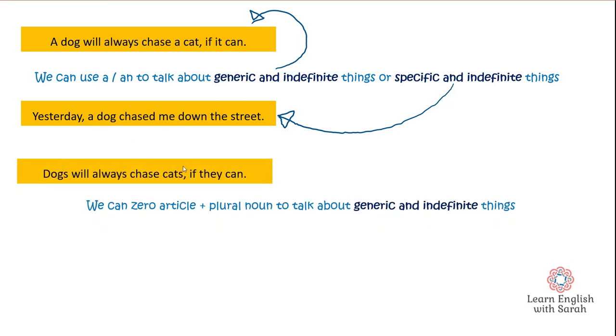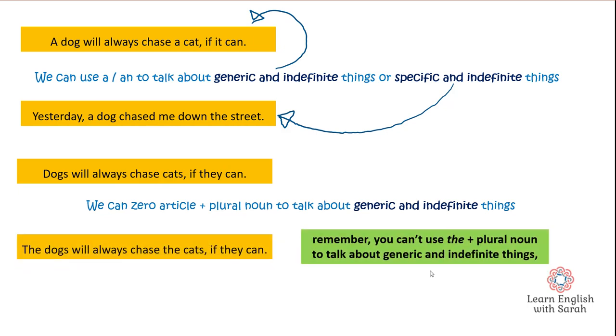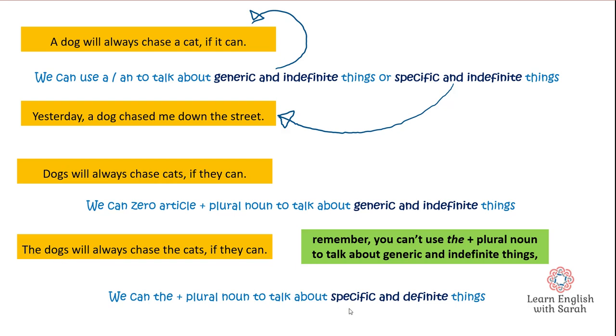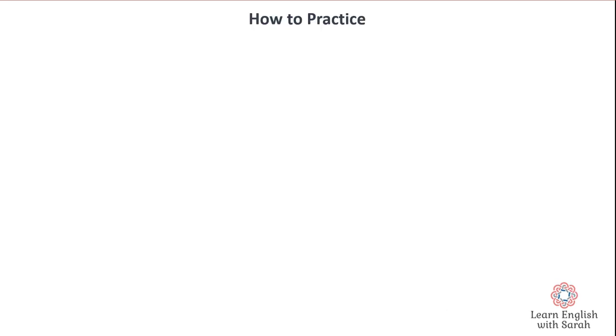This one, dogs would always chase cats if they can. This is a zero article plus plural noun, and this talks about generic and indefinite things. And remember, this was the thing I mentioned last time. This is a very, very common mistake, which is to use the plus plural noun to talk about generic and indefinite things. It's not possible, because as soon as you have an article before your plural noun, we're talking about specific and definite things.